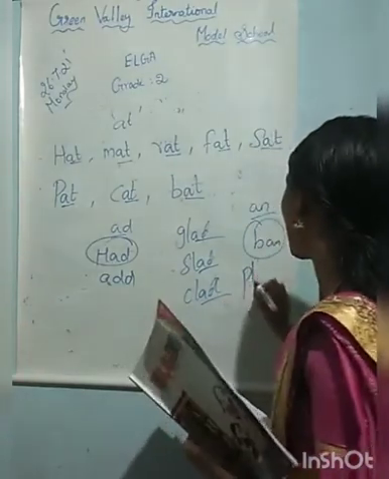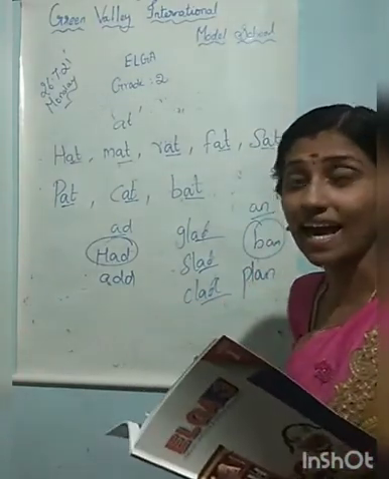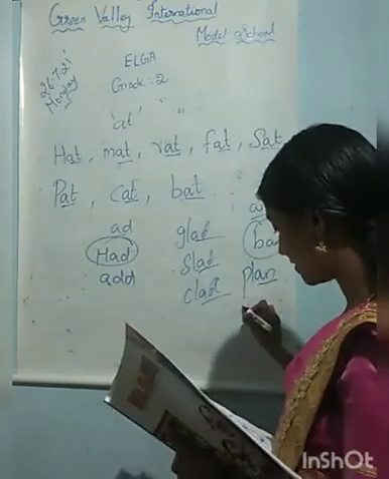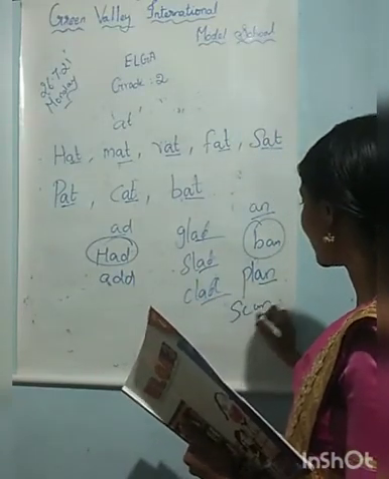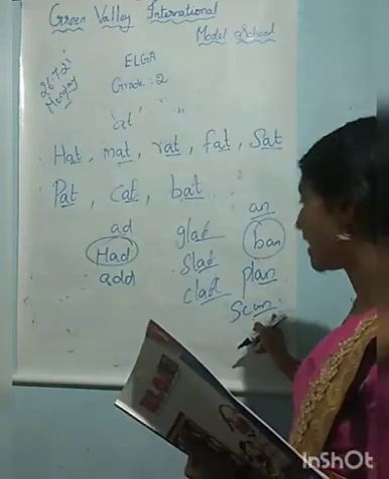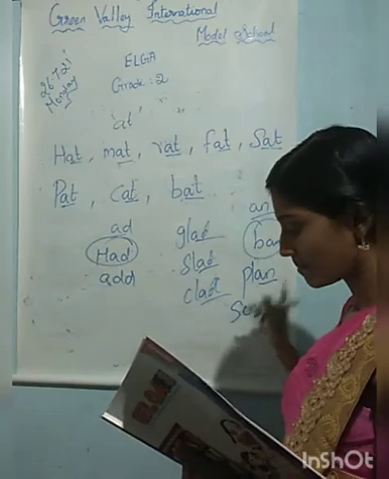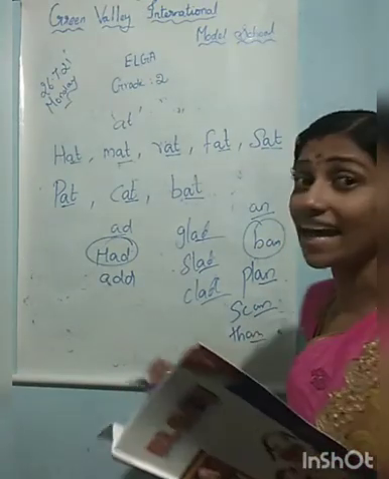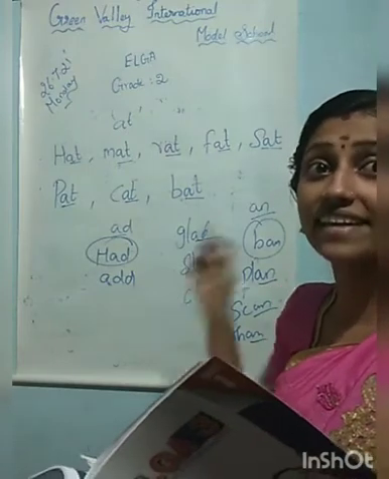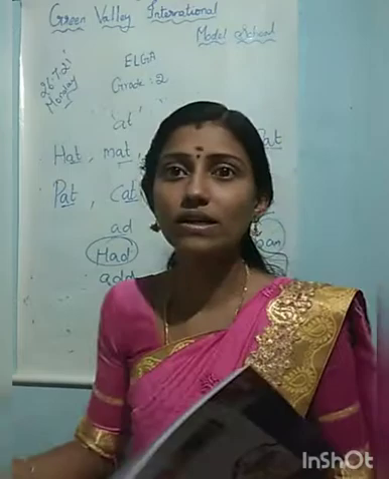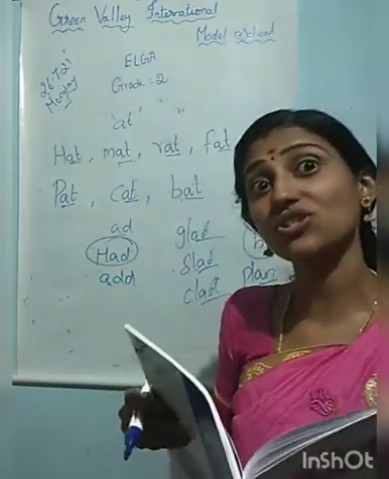Yeah. Plan. P-L-A-N. Plan. See, ends with the AN. 4-letter word. Plan. Then scan. Scan. Yes. 4-letter word. AN. Then than. T-H-A-N. Than. Ends with the AN. So, 4-letter word. Then can you say AT?